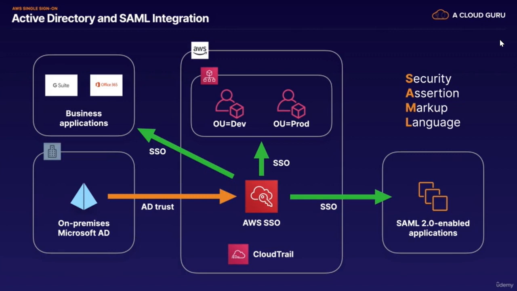Just one important exam tip for you. If you see SAML 2.0 in an exam question, look for SSO in one of the answers. So that's pretty much all I wanted to cover on AWS SSO.